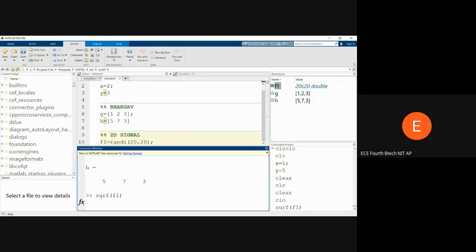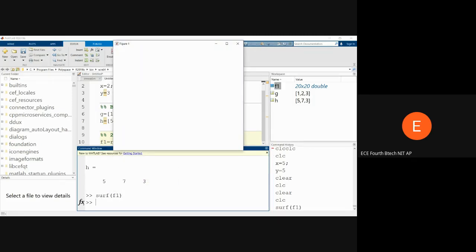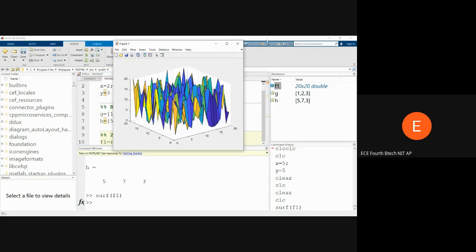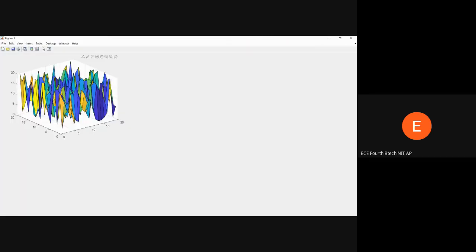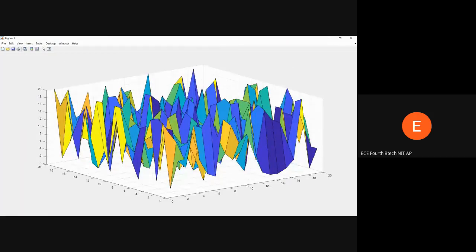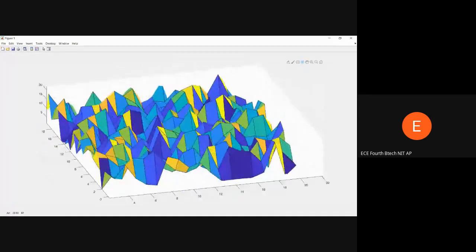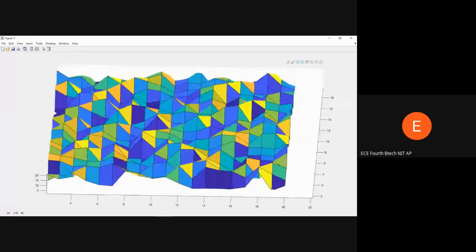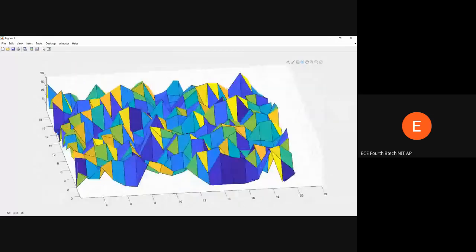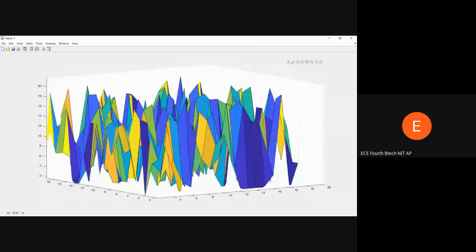Let me check it. Something is being visible to you, right? I just want to use this. Yeah, this is the 3D curve that I am showing. So at x and y, you are going to have different amplitudes.